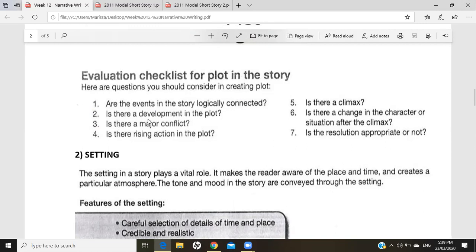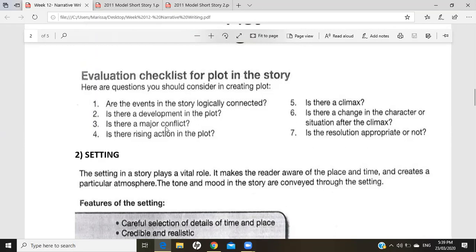The next thing is, is there development in the plot? Development in the plot has to do with the plot diagram. So you must have the exposition, the rising action, the climax, the falling action, and the resolution. Sometimes people spend an entire story just writing on the exposition part, where they spend a whole 3-4 paragraphs still describing the settings, still describing the characters, and nothing is taking place in the story. So you have to ask yourself if your story is developing, if it is progressing, and you have the 5 different stages in your story.